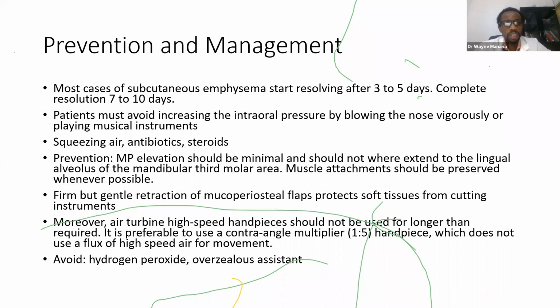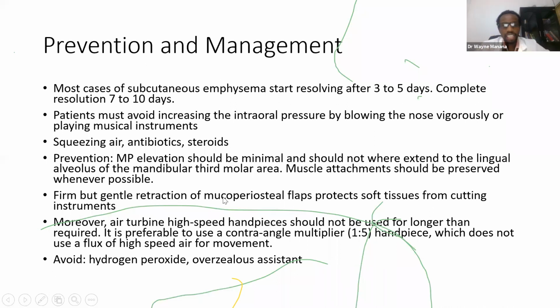We know that most cases of subcutaneous emphysema, as far as management is concerned, resolve in 3 to 5 days, with complete resolution by a week without doing anything. But the patient must avoid increasing intraoral pressure by blowing the nose vigorously or playing music instruments. They can try to squeeze the air out, antibiotics, steroids, and we should raise a very clean mucoperiosteal flap and avoid disrupting muscle attachments.